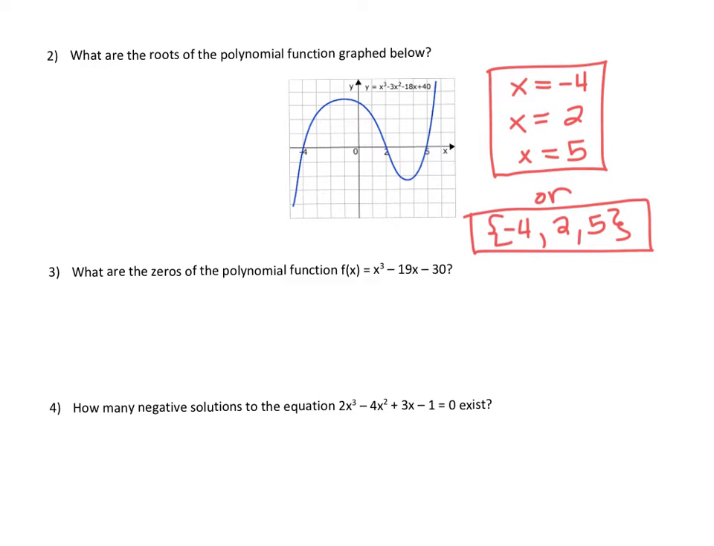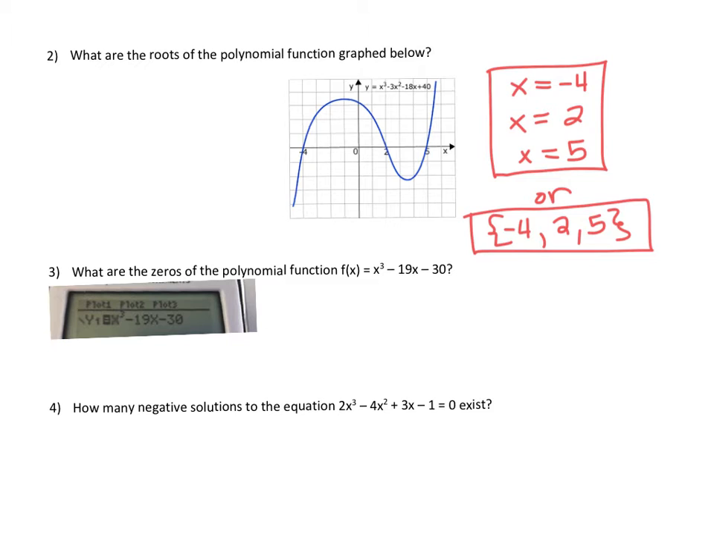Okay, so now number 3. What are the zeros of this polynomial function? Now this one's a little different because they don't give us a graph. So what we're going to want to do is go to y equals in our calculator. f(x) just means your function in terms of x. This is another way of saying y equals. When you see f(x), it means y equals. So go to y equals in your calculator, and you can plug in x^3 - 19x - 30.